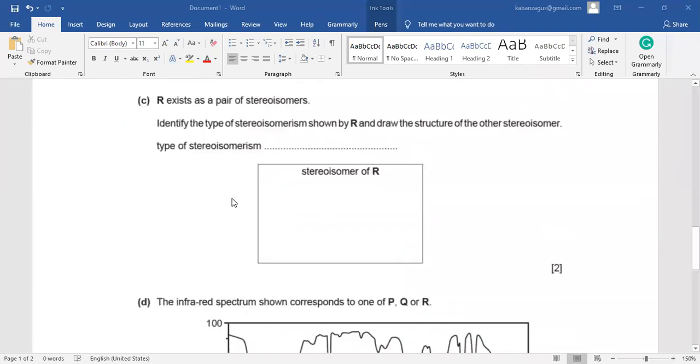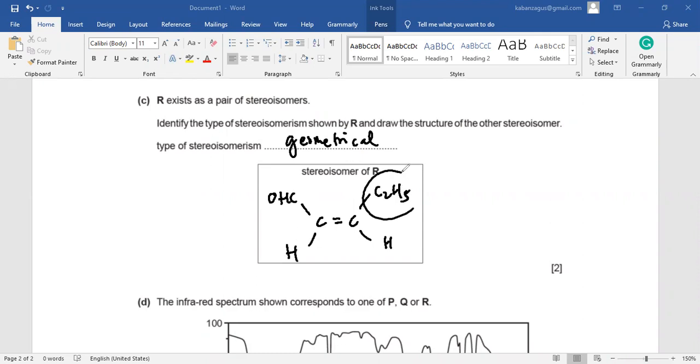The type of stereoisomer we can say here is geometrical isomerism. Then you can write OHC, C=C, and then you would have C2H5, and then H, and the other one is H. C2H5 is basically CH2CH3, so I just make it short.